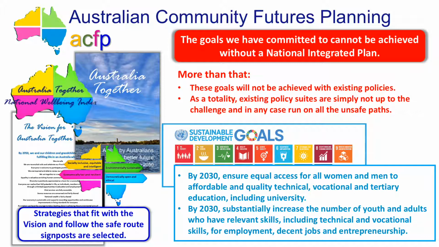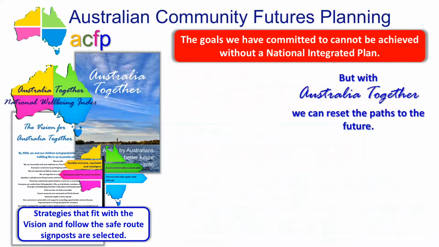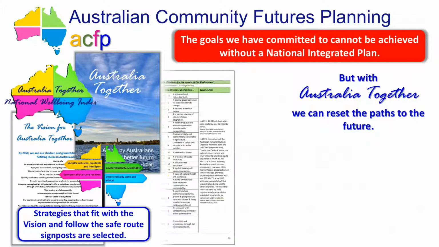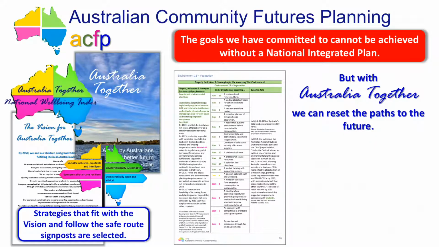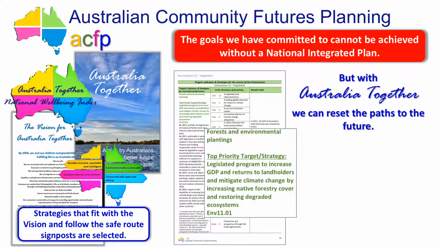They're simply not up to the challenge of meeting the commitments we have already made to each other as Australians under the United Nations goals. But with Australia Together, we can make up for the government's obvious lack of care. We can pivot to the safe paths, like this one, which has benefits for both landholders and climate change.